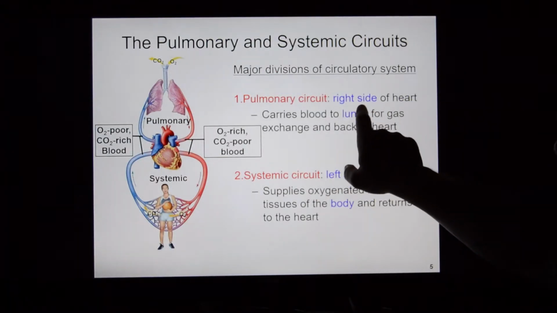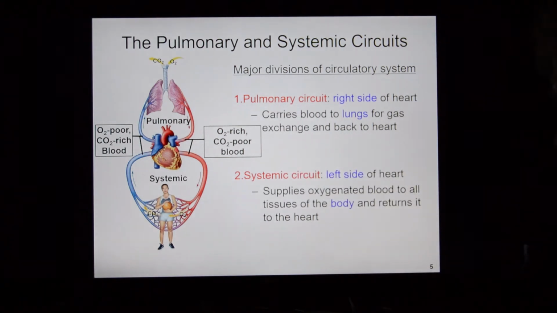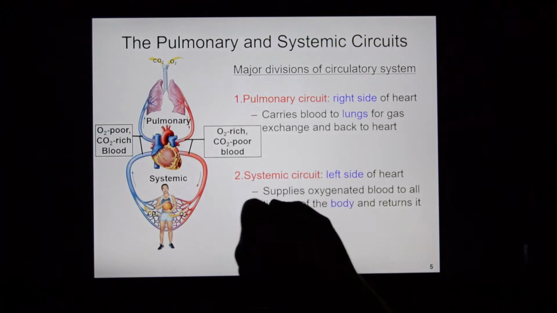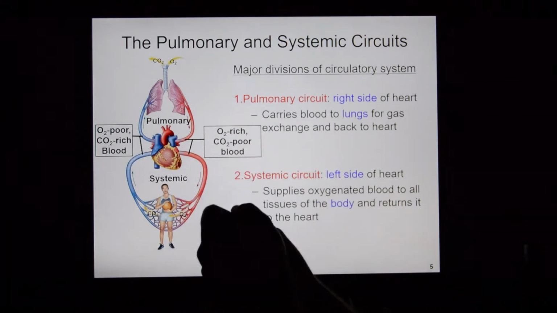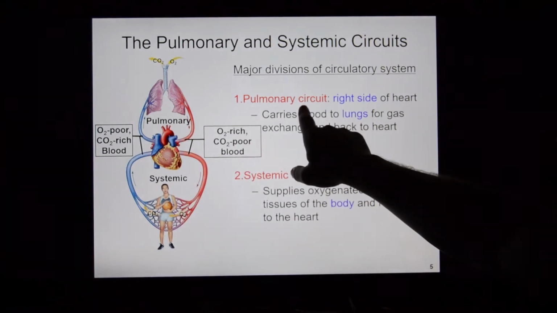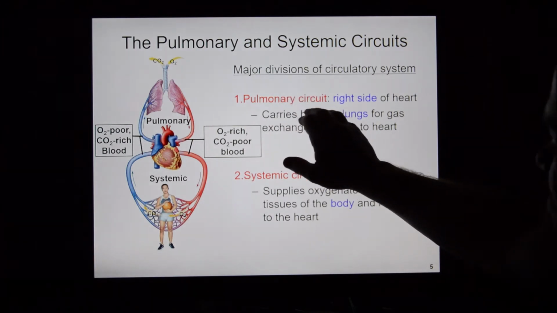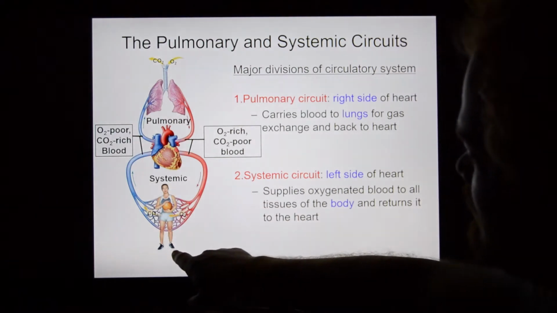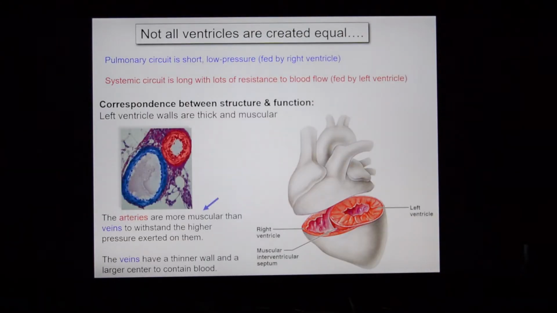Is the right side of the heart, the pulmonary circuit, going to be working very hard? It's just literally popping blood right to the lungs and right back. It's not. This is a very simple, low pressure, easy system. Then the systemic circuit is pumping blood from the top of your head to the bottom of your toes. And because of that, the sides of the heart look different.